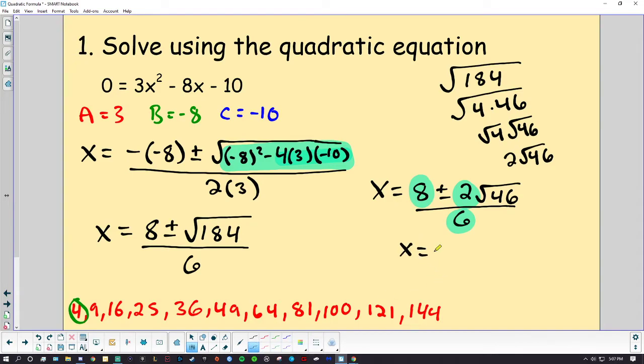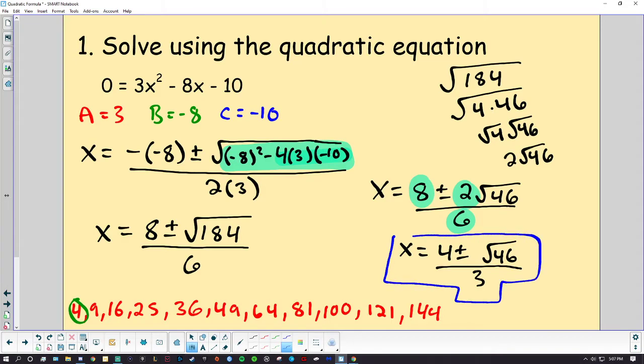I have x equals 8 divided by 2 is 4. 2 divided by 2 is 1. 6 divided by 2 is 3. And I have something extra. I don't actually need this 1. And we are finished. X equals 4 plus or minus the square root of 46 all over 3. And we have solved this quadratic using the quadratic formula.